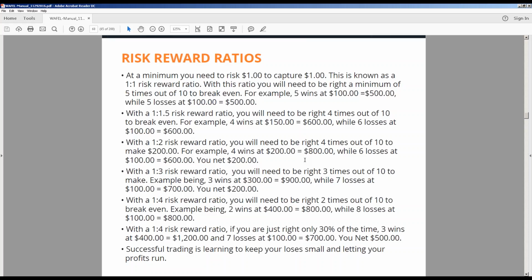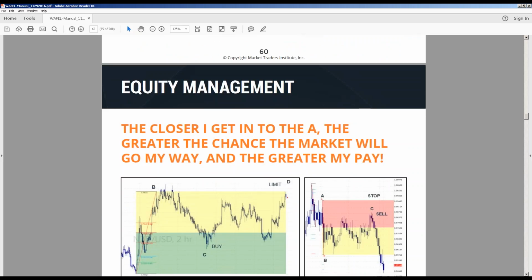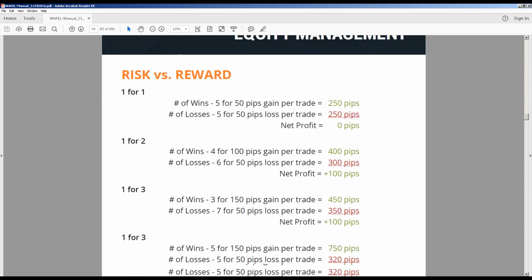With a 1-to-4 risk reward ratio, if you are right only 30% of the time, 3 wins at $400 will give you $1,200 profit, and 7 losses at $100 a losing trade will give you a $700 loss. But you still net $500 at the end of the day. So successful trading is learning to keep your losses small and letting your profits run. Stick to the formula. Success is a formula, not a fantasy.